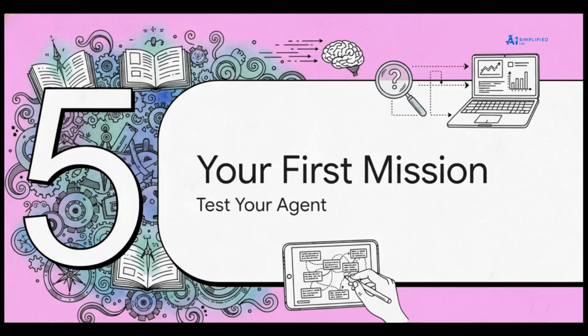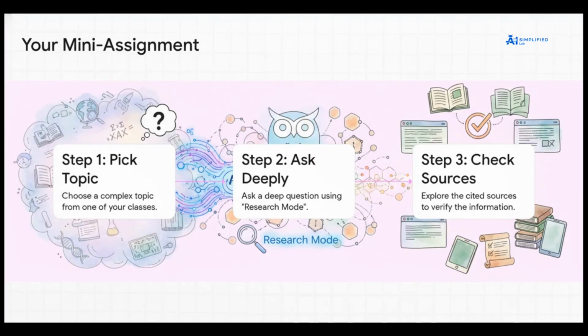Alright, enough talk. Theory is one thing, but actually using it is what matters. So it's time for your first research mission. Let's give you a little mini assignment so you can put this agent to the test yourself. Okay, here's your mission should you choose to accept it. Step 1. Pick a topic from one of your classes, maybe something that's a little tricky or complex. Step 2. Head over to Perplexity and ask a really deep, specific question about it. You can just use the standard search. The free version is more than powerful enough for this.